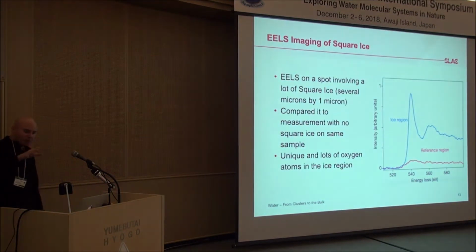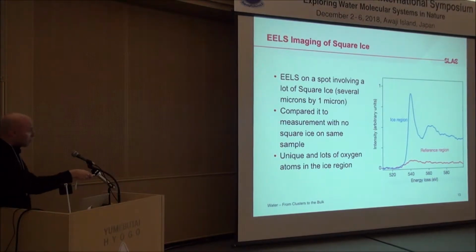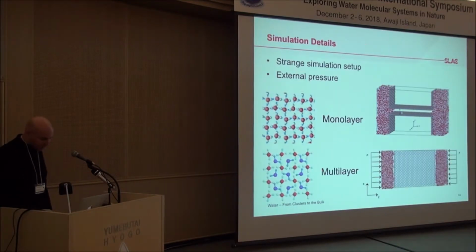They also did EELS, which I want you to think of as an X-ray spectrum. And what they basically showed was here is the spectrum in the ice region, so where there were all those squares. And they said, look, this looks different than where there's no squares. That's this reference region, which they said basically nothing's there. So all they wanted to show is that it contains a lot of oxygen, therefore it's water. And now they have to explain this, right? You're publishing in a prestigious journal, you're expected to do that.